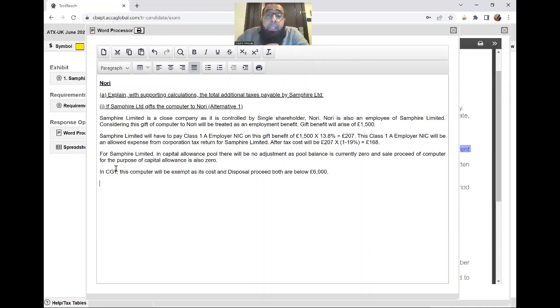See, when you read the answer, it is simple. It's a closed company. You are gifting an asset to a shareholder who is also an employee, so it will be an employment benefit. It is very basic to calculate the gift benefit. Now we have to think about the cost for Samphire Limited, not for Nuri. So Samphire Limited has to pay NIC. On NIC, it will get allowed expense. For Samphire Limited, it will be a capital allowance pool adjustment. There will be CGT consideration. It is about remembering the rules. This is important. I hope that you people are getting it.